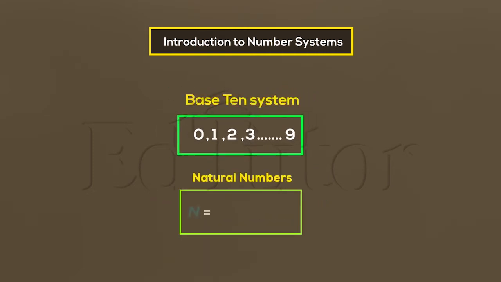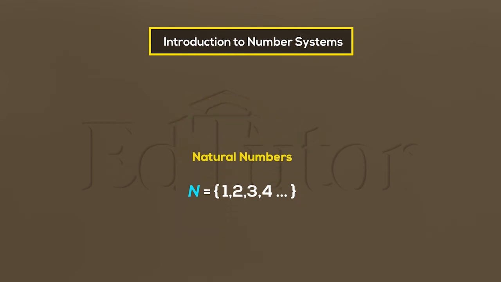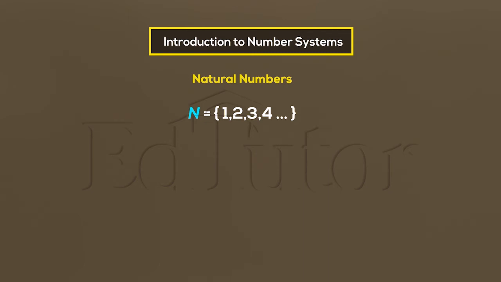With base 10, we form the counting or natural set, denoted by a capital N. It goes on forever because natural numbers are infinite. Imagine counting that high. The set of natural numbers can be used to solve many different equations, like this one.